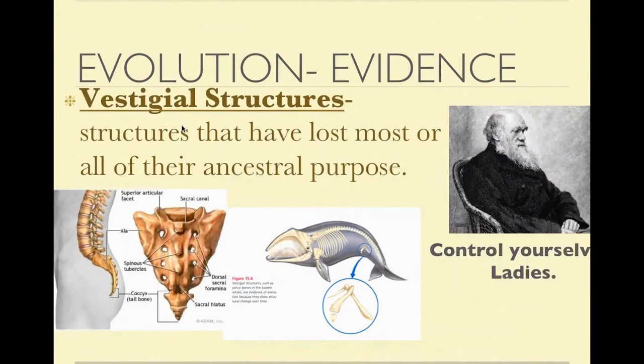One of the other pieces of evidence was these things called vestigial structures, which showed that we had creatures that had been descended from other creatures. So when you look at humans, actually, we have a tailbone. Why is that? Because we have a common ancestor somewhere in the past that had a tail.